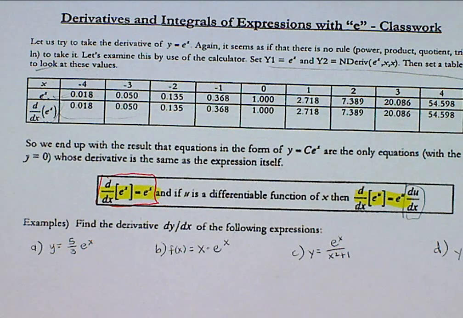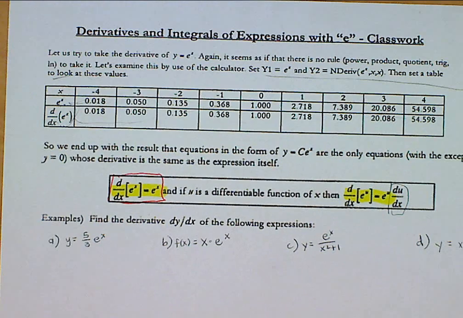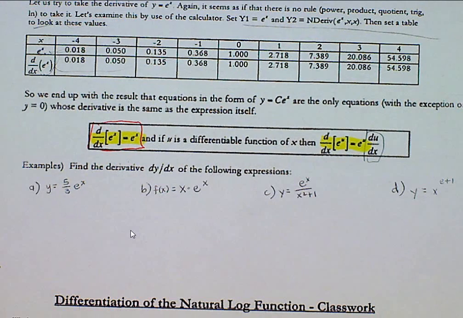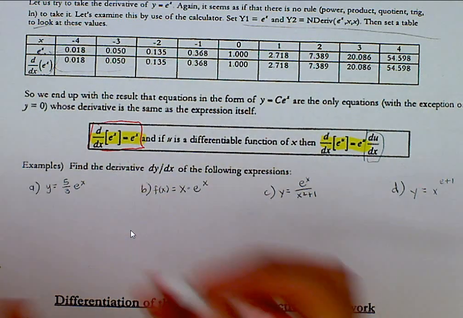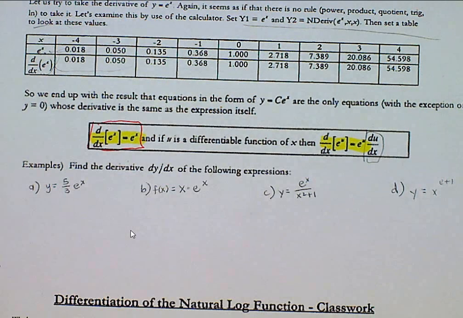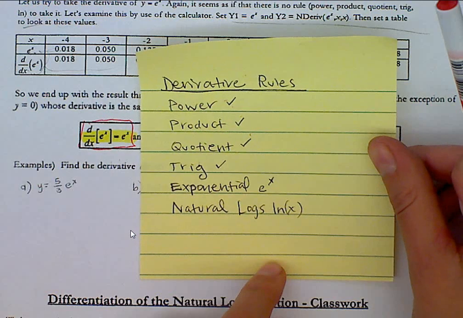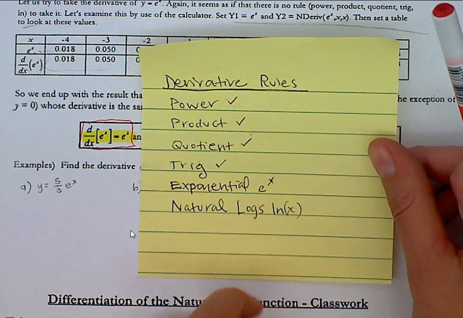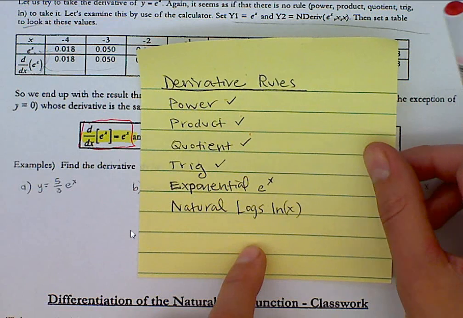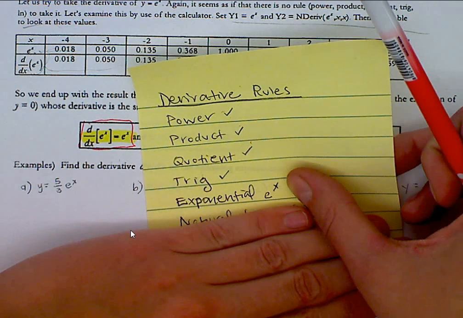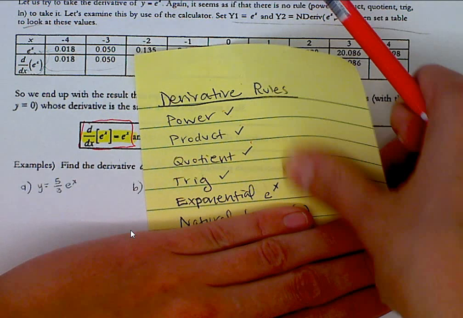So then we can solve some of these examples. I'll do A and B with you, and then you can try C and D on your own. Again, before I solve them, I'm not going to label them with which rule I have: power, product, quotient, trig, or exponential. So what is the main rule that we're going to use?